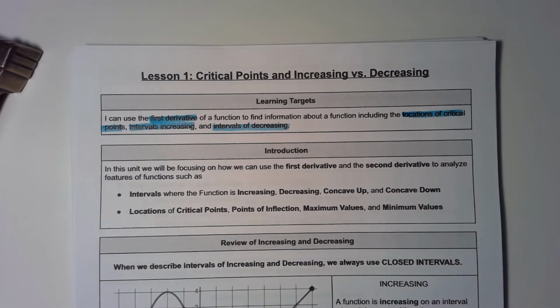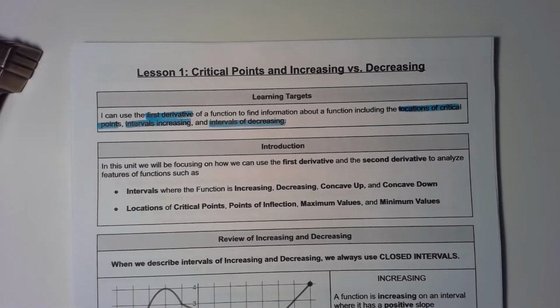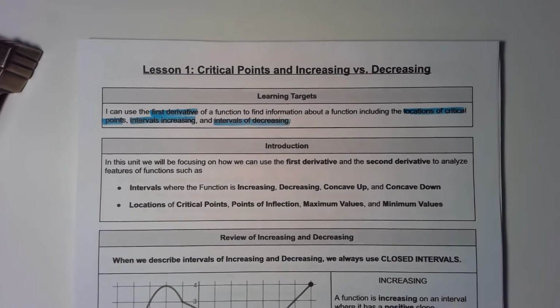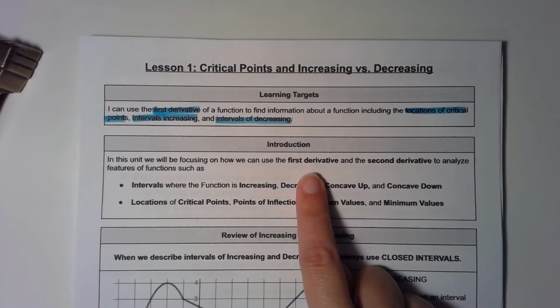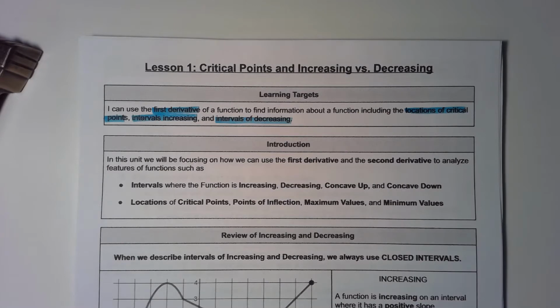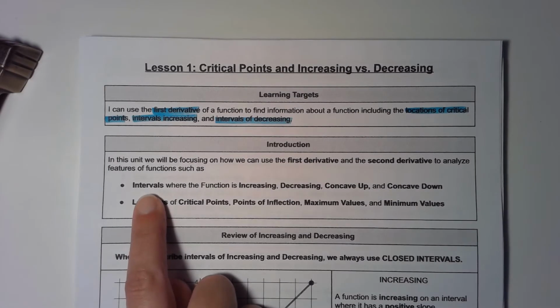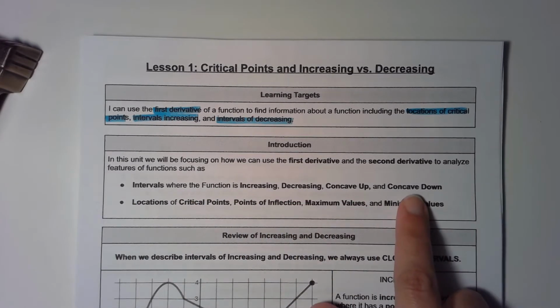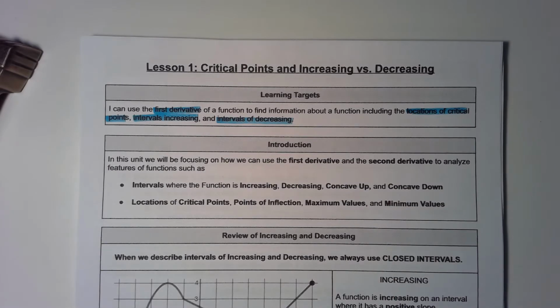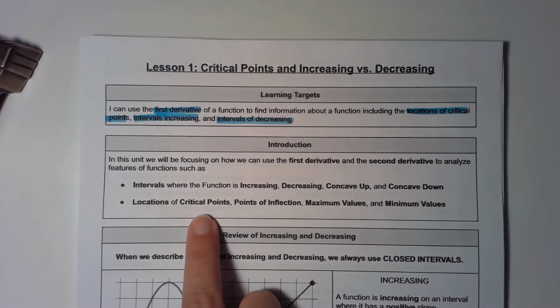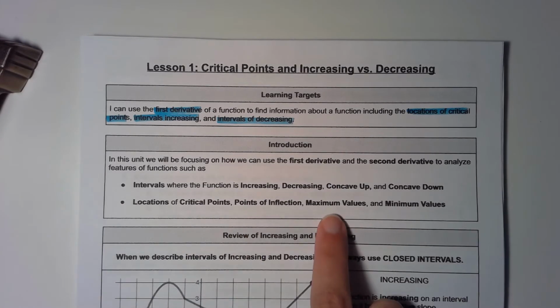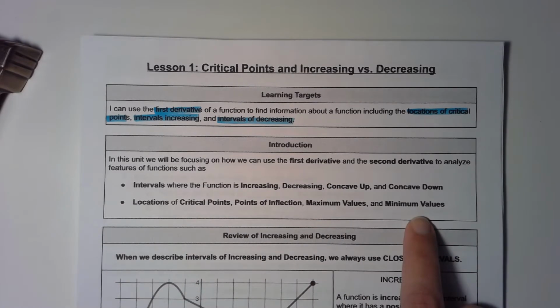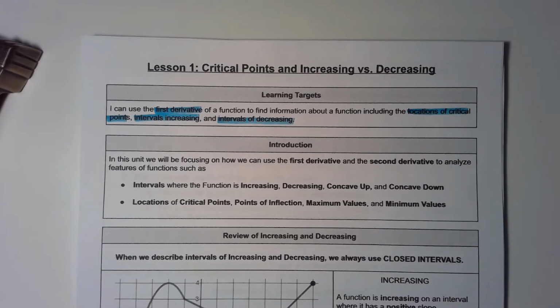Now, before we begin, since this is our first lesson of a new unit, I want to just give you kind of the big picture about where this is going. So in this unit, we will be focusing on how we can use the first derivative and the second derivative to analyze features of a function. And those features include intervals or sections of the graph where the function is increasing, decreasing, concave up, and concave down. So those are all new vocabulary words, as well as the locations of critical points, points of inflection, maximum values, and minimum values. So again, some of those are review vocabulary words.